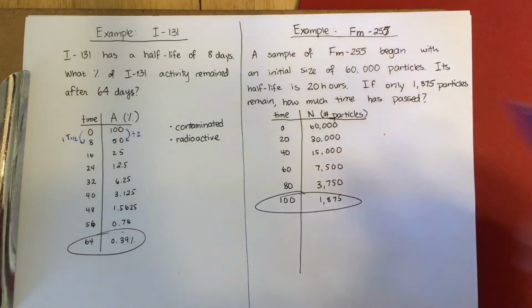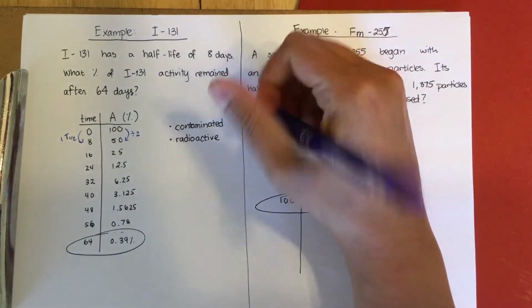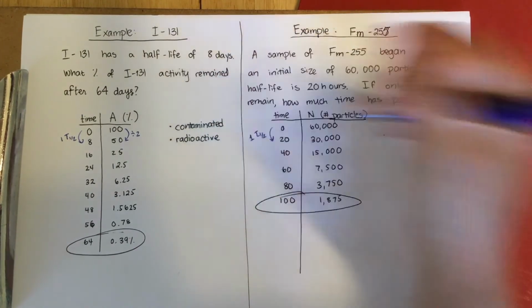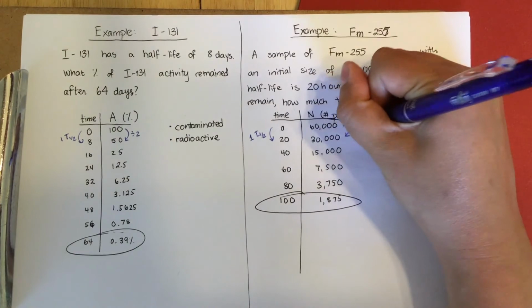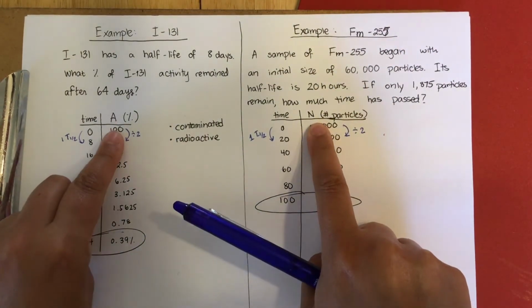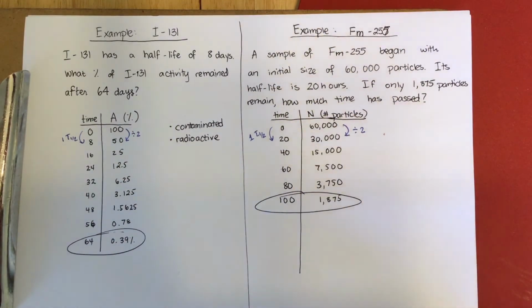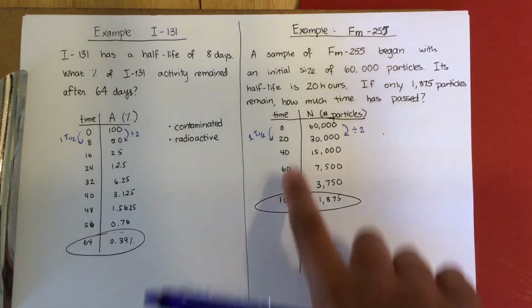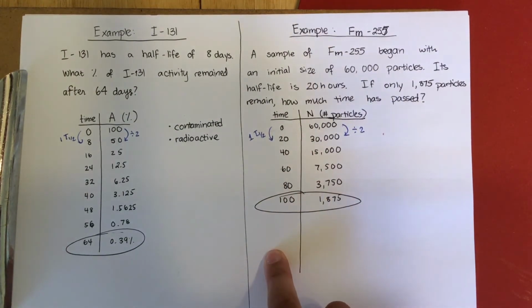If we know that the passing of one half-life is equivalent to cutting the sample in half, both in size, that's number of particles, and activity, how many particles are coming out per second, right? Then we can use this backwards to solve for how much time has passed.